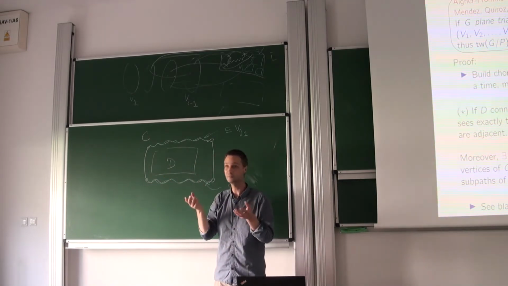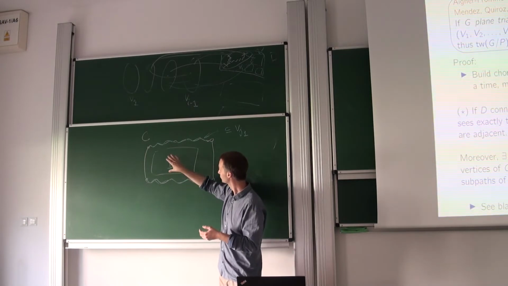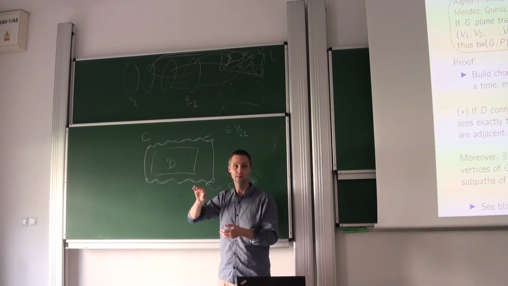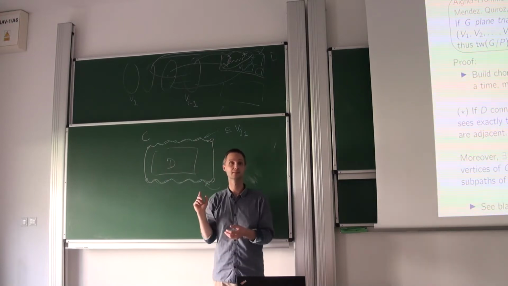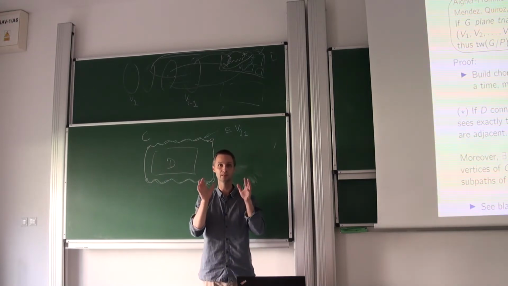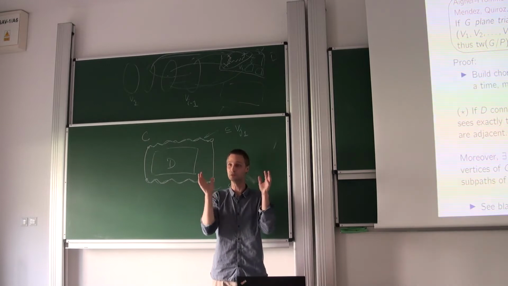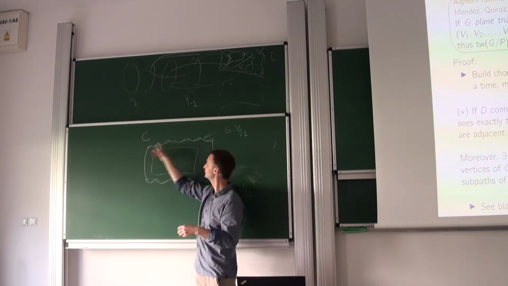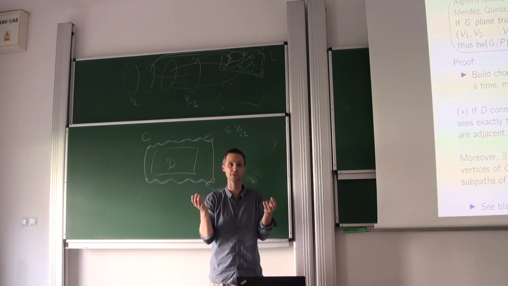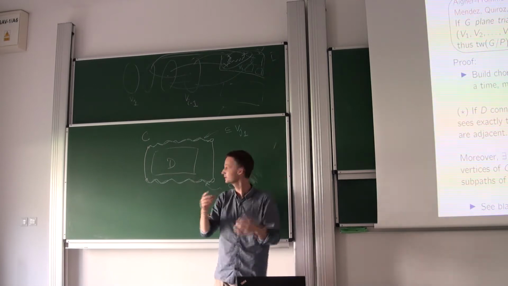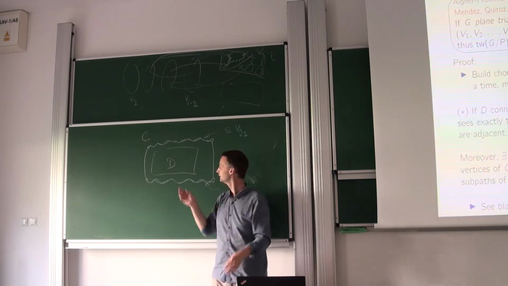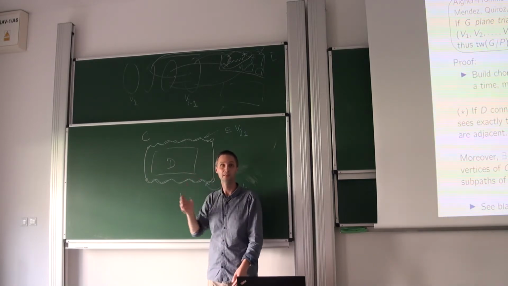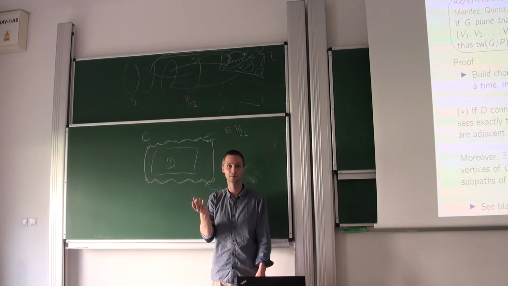And by surrounds, I mean that your component D is actually the graph induced by all the vertices strictly inside C. So D is actually the subgraph induced by all the vertices that are strictly inside C, and now we are using topology. There is a notion of inside and outside. So I'm looking at all the vertices drawn inside, I'm looking at the graph induced by them, and this should be your D.